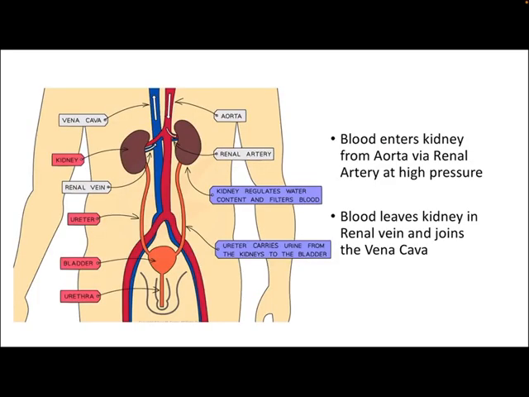The structure of the excretory system. So know your structure: the kidneys, the ureter, the bladder and urethra. Those are the main basic parts. The blood will enter the kidney from the aorta via the renal artery at high pressure, and then is filtered. Reabsorption occurs, and then it leaves the kidney in the renal vein and joins the vena cava, going back to the heart.